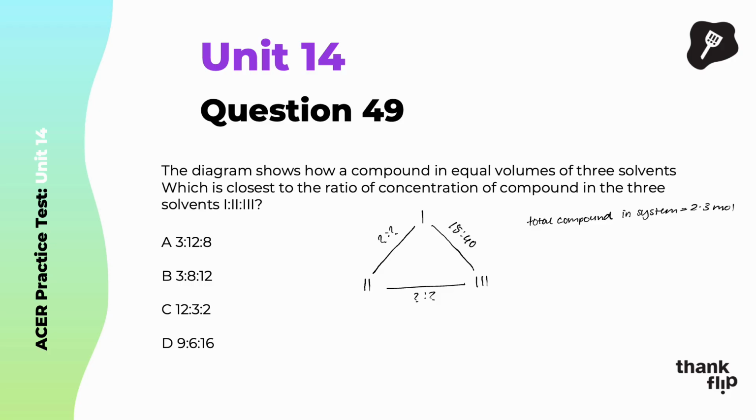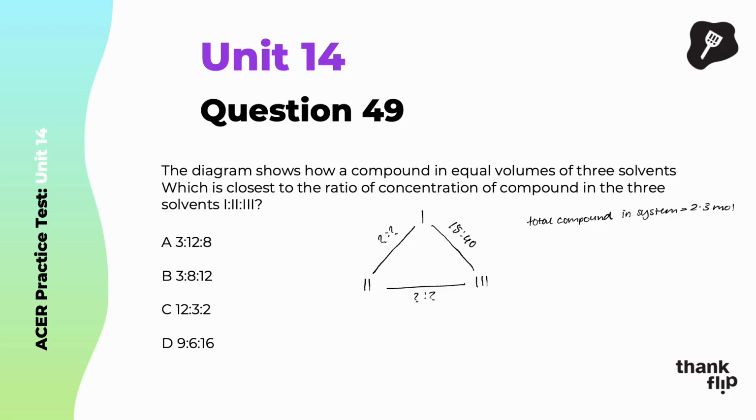In this question, we're just given a bit of a diagram of different ratios of a particular compound dissolved in 3 different kinds of solvents, solvents 1, 2, and 3. And so the total amount of the compound in this system is 2.3 moles. And we're also told that the amount dissolved in solvent 2 is 1.2 moles.